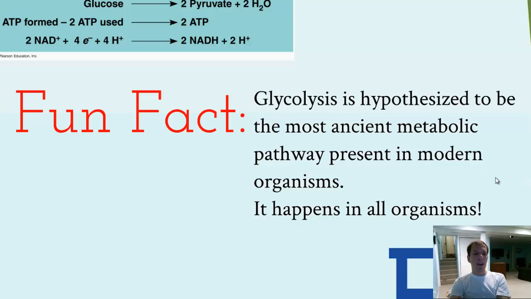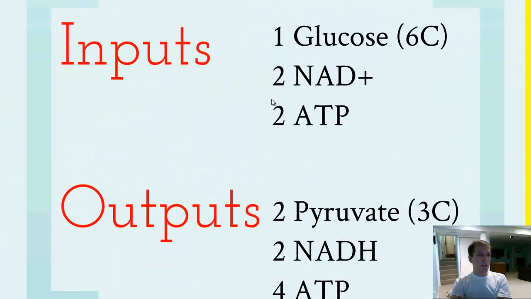Before we get to that, glycolysis is universal. Every cell in every type of organism, from the simplest eukaryotic and eubacteria up to the most complex animals, all utilize glycolysis, and so this is something that really ties together all forms of life. So here's your inputs and outputs, so definitely take note of that.